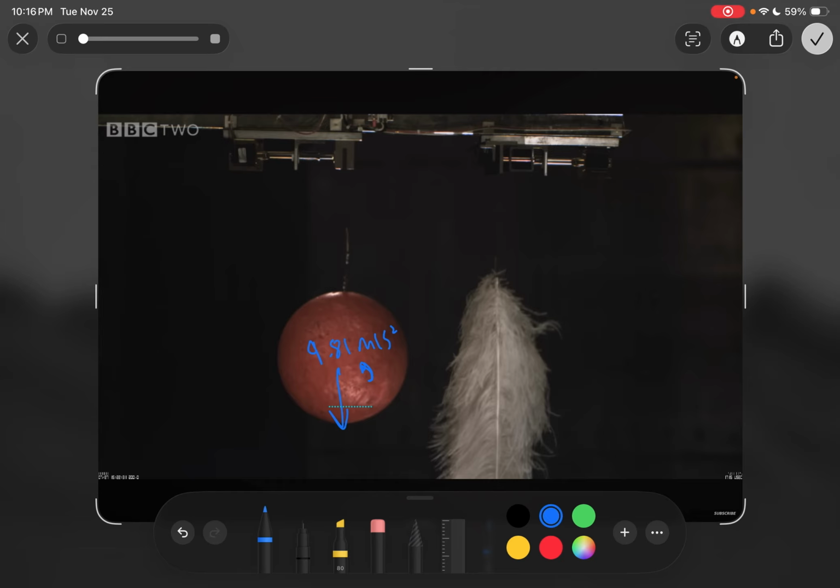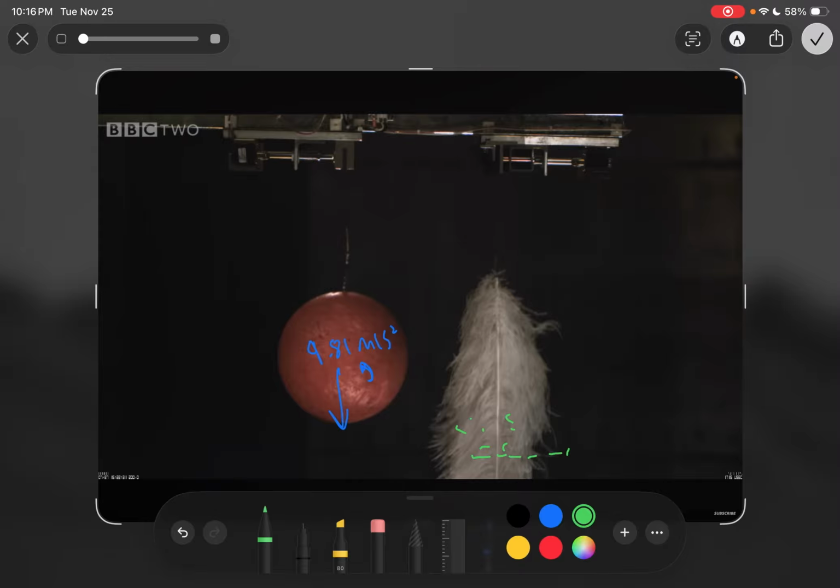And then, is there going to be air resistance pulling up? No, there are no air molecules here for the bowling ball to run into. And because of that, there is no resistance on the bowling ball. Same thing with the feather. There are no air molecules for the feather to run into.